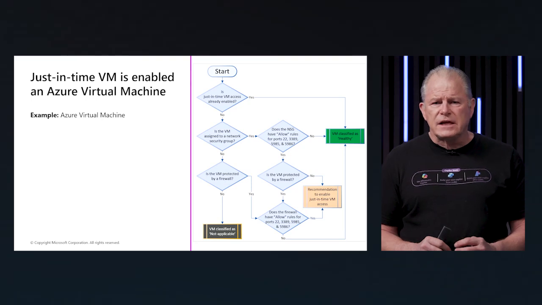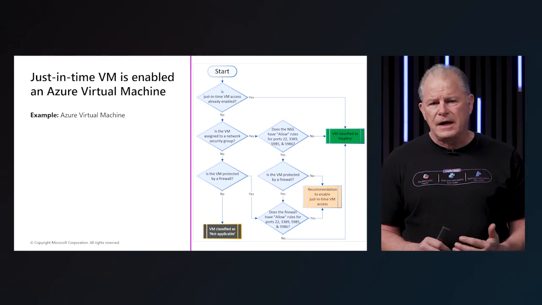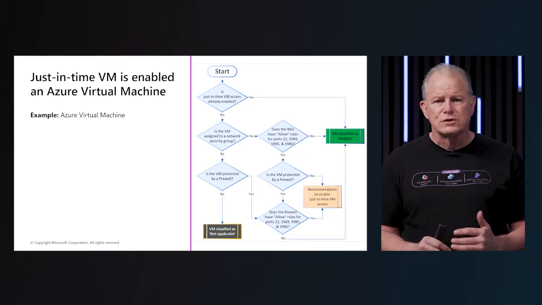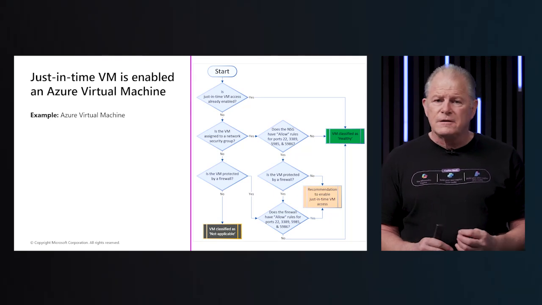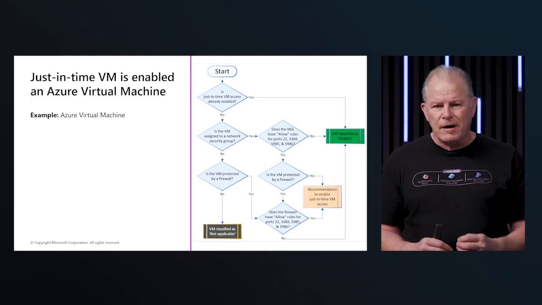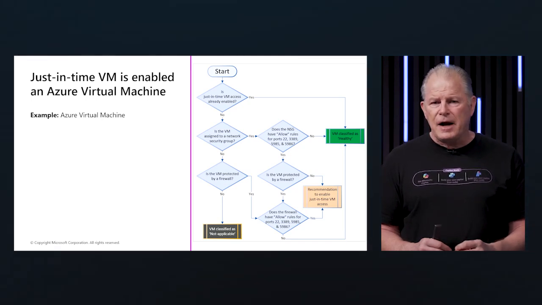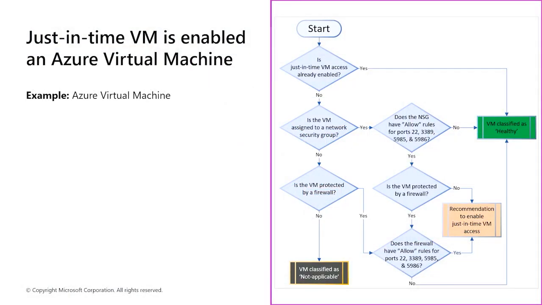When a user requests access to a VM with JIT enabled, the following steps occur. The user submits a request specifying the port, IP address, and duration of access. Defender for Cloud checks the user's RBAC permissions to ensure that they have the necessary access permissions. If approved, Defender for Cloud configures the NSG or Azure firewall rules to allow inbound traffic on the specified ports from the specified IP address for the requested duration. After the time expires, the rules are automatically reverted to their previous state, closing the ports and reducing the attack surface.